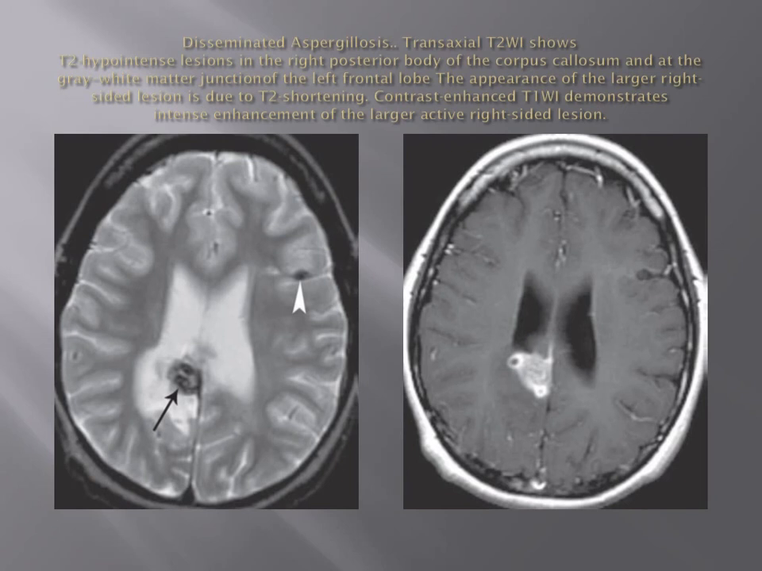Disseminated aspergillosis. Transaxial T2 weighted shows a T2 hypointense lesion in the right posterior body of the corpus callosum and at the gray-white matter junction of the left frontal lobe. The appearance of the larger right-sided lesion is due to T2 shortening, a paramagnetic effect. Contrast enhanced T1 demonstrates intense contrast enhancement of the larger active right side lesion. The other is not active.